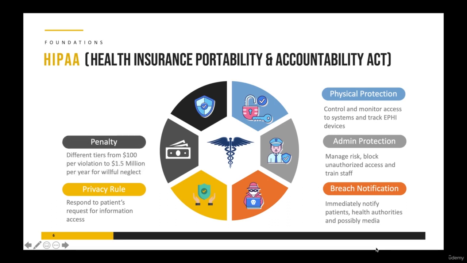HIPAA has different tiers of penalties which range from $100 per violation of up to $1.5 million per year if the company is shown to willfully neglect HIPAA regulation. HIPAA also enforces technical protection, which means they need to protect the confidentiality and integrity of data. So companies must encrypt electronic personal health information, and they must control and log any access to ePHI.